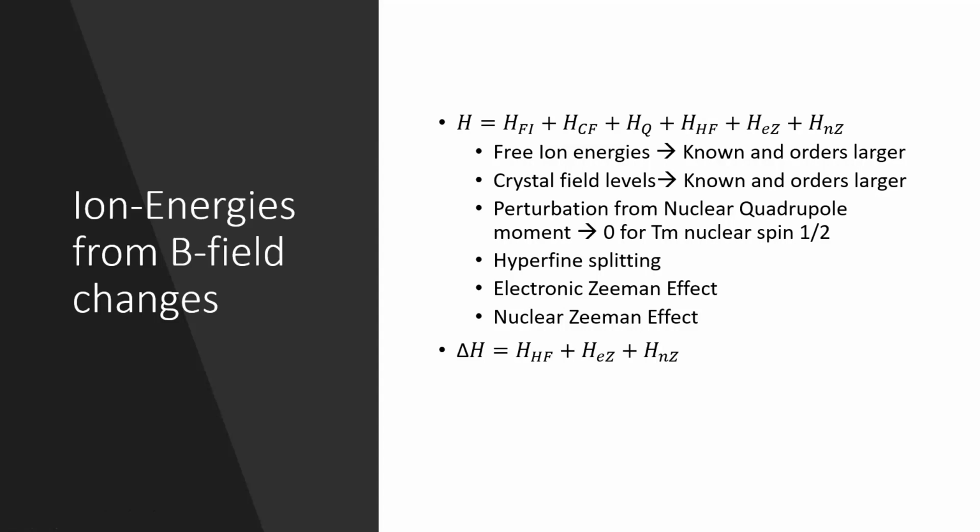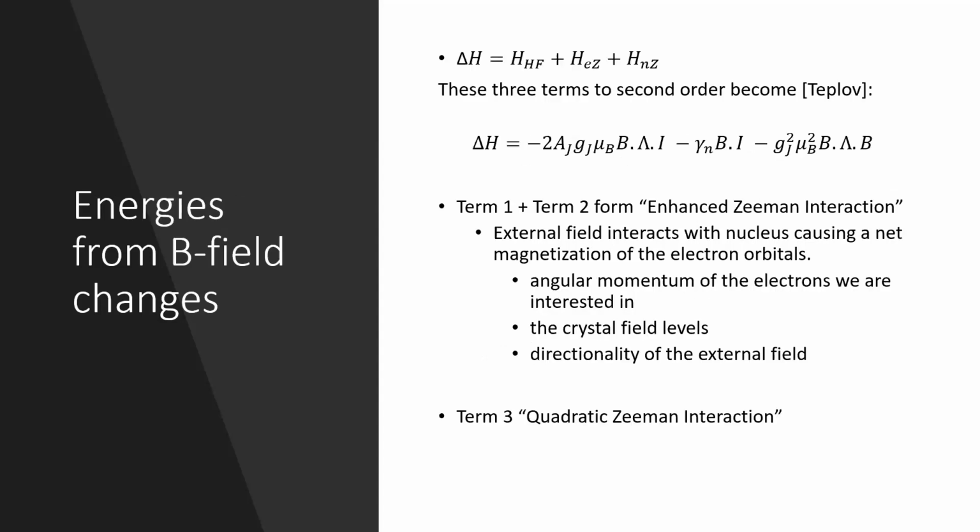Now, also lucky for us, thulium has a nuclear spin of 1/2. So the nuclear quadrupole term goes to 0 as well, which leaves us three more magnetic dependent terms at the end: the hyperfine term, electronic Zeeman term, and nuclear Zeeman term. Now, some smart guy named Teplov expanded these using perturbation theory to second order and was able to redefine these terms in the form of an enhanced Zeeman interaction and a quadratic Zeeman interaction that are shown here.